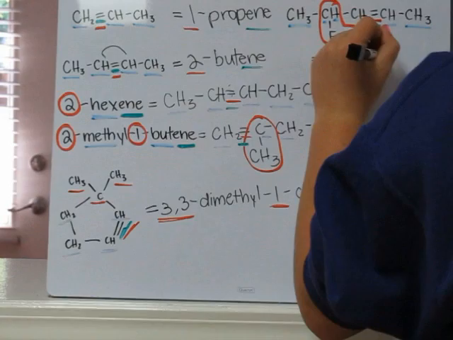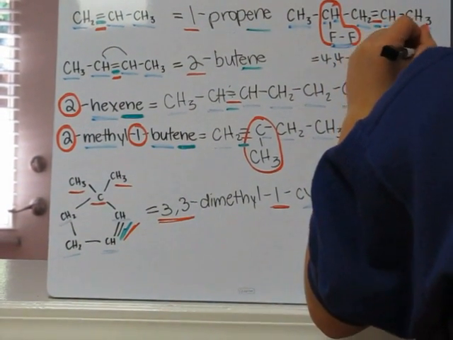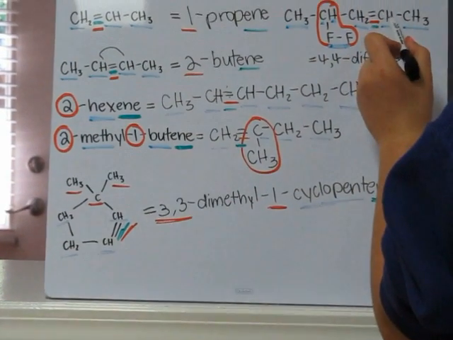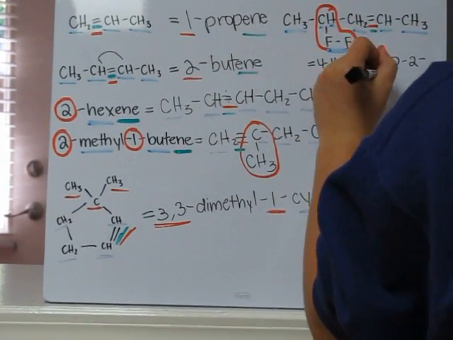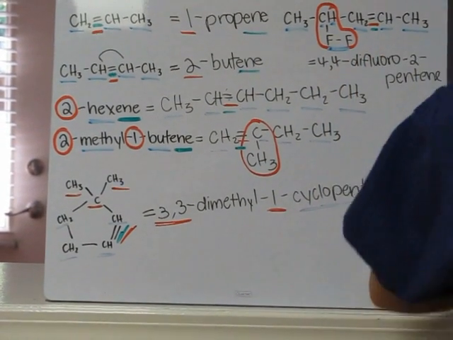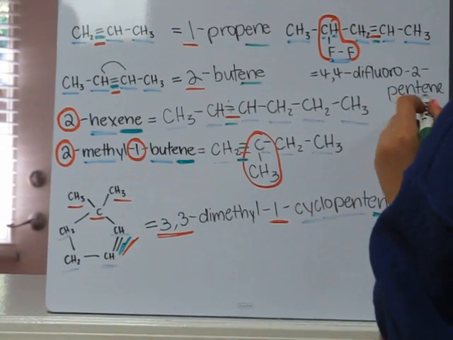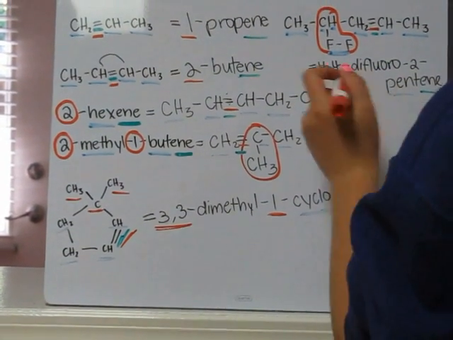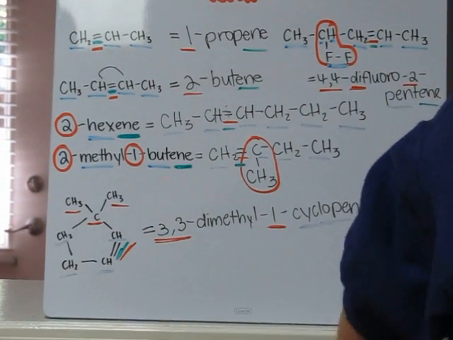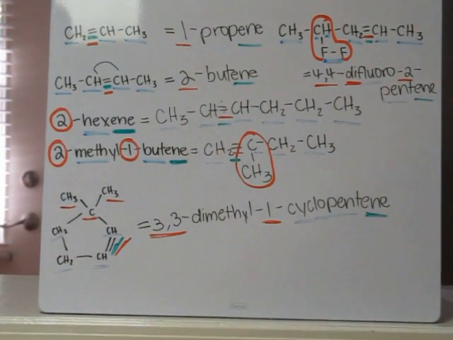difluoro, 2 for the carbon, the double bond starting on the second carbon and going to the third, and then pentene for 5 and alkenes. So you have pent, ene, and then 4,4, 2, difluoro. And that's how you do alkenes.